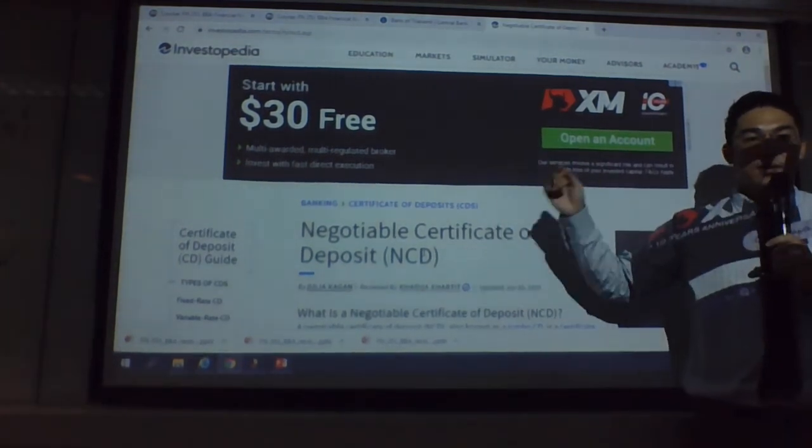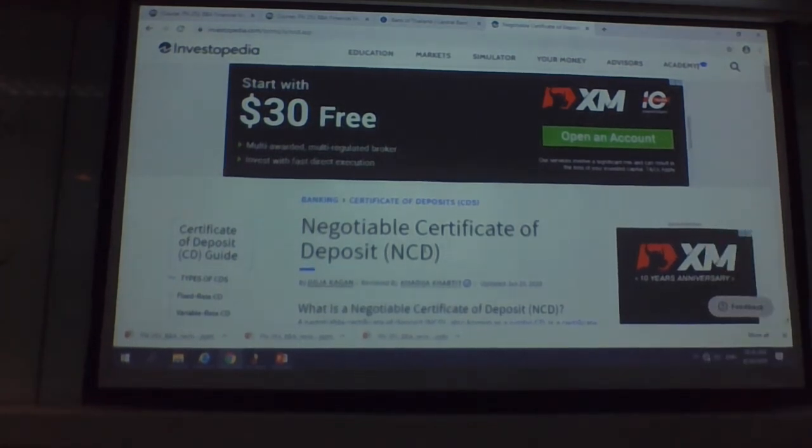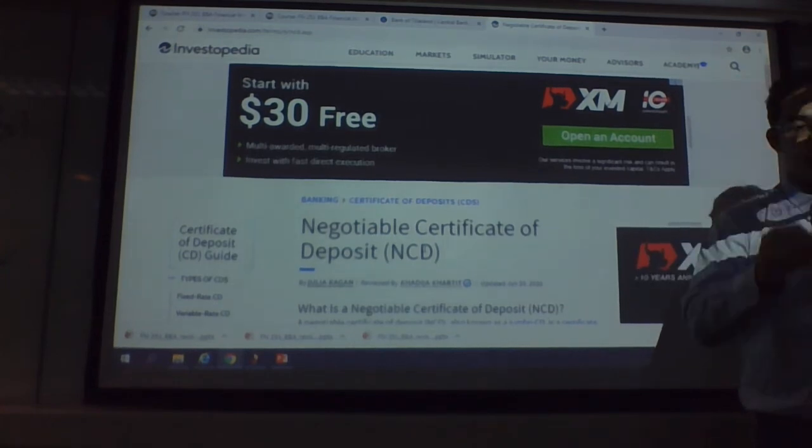And how are you saving? You will not have any savings. And how about if you would like to invest in the stock market or the bond market? You cannot invest in other markets if you buy one NCD.